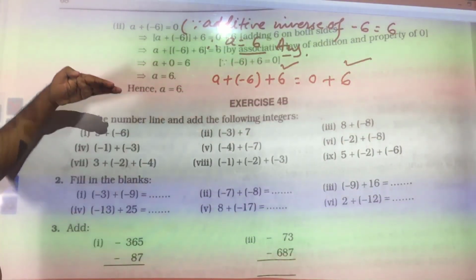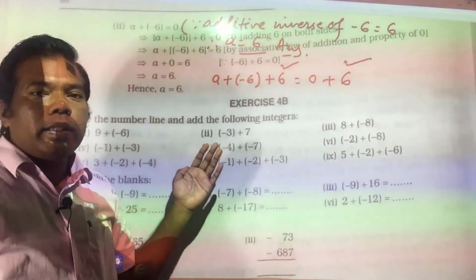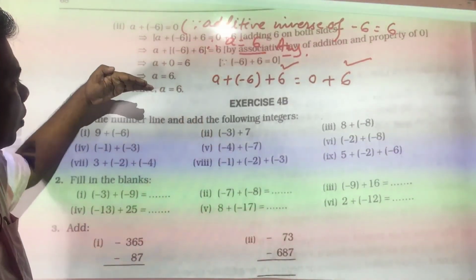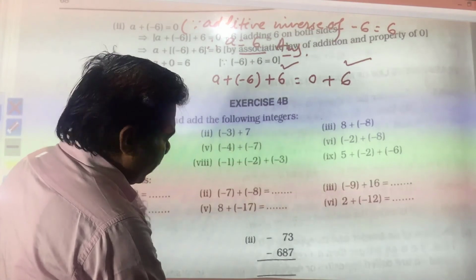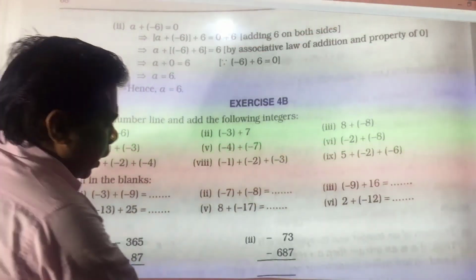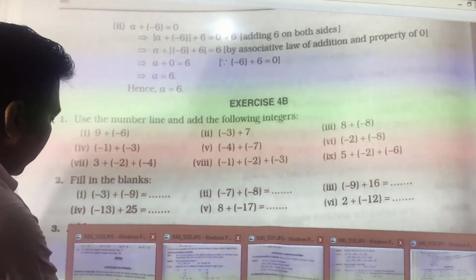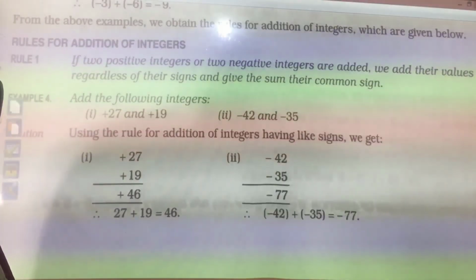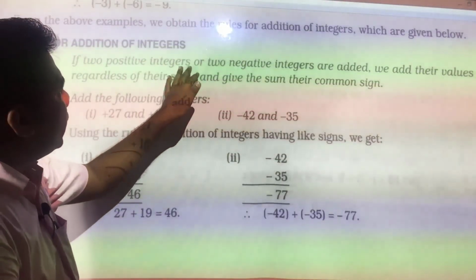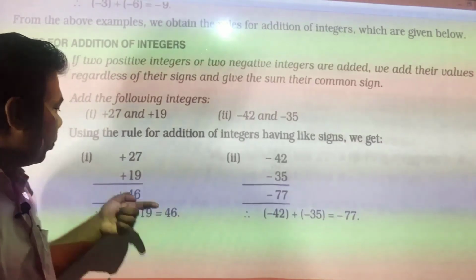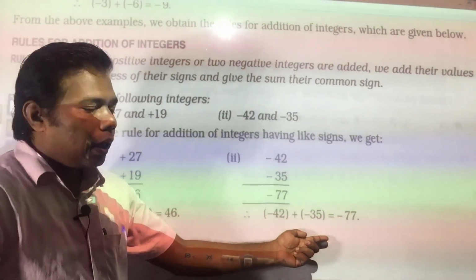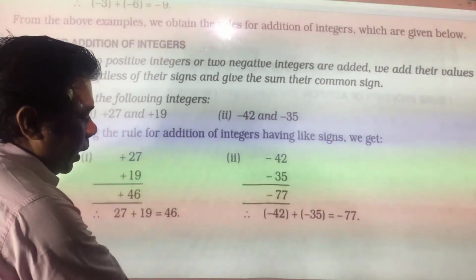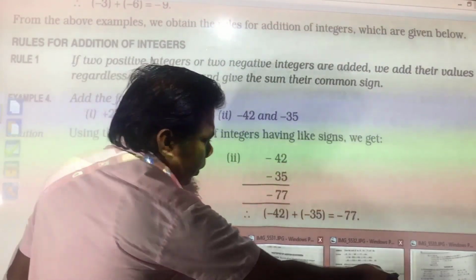So, I hope all the solved questions you have understood, and the properties or laws of addition we have seen, and even we have seen how to add. We have seen rules for addition of integers. If two positive integers are there, how we will add, if two negative integers are there, how we will add, and even we have seen the properties also.